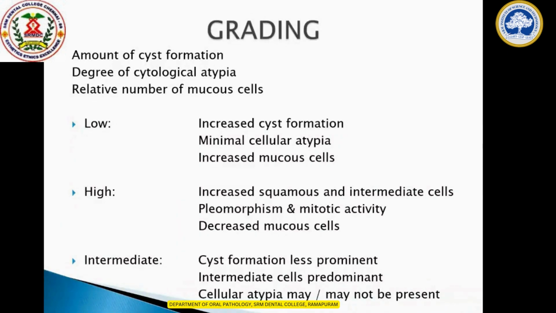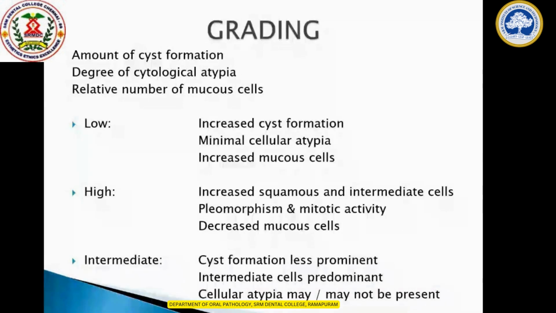It will show an increased amount of your squamous cells and the intermediate cells, which will show all the features of cytological atypia. And it will show more necrosis because it's a more vigorous one. So it will show more amount of necrosis. Anaplasia can be there, cellular pleomorphism can be there, and increased mitotic activity can be appreciated.